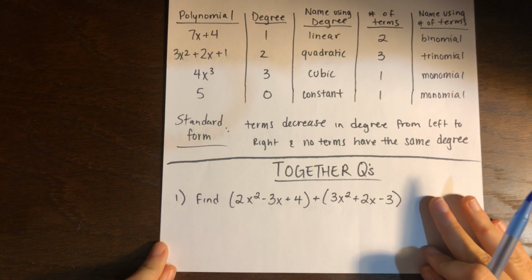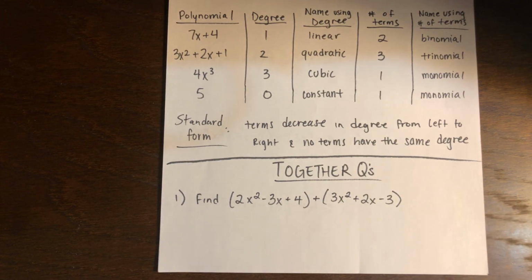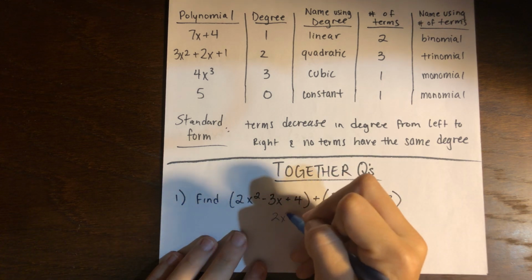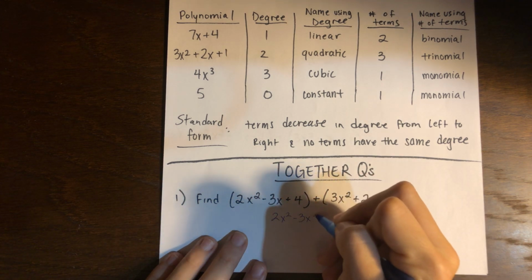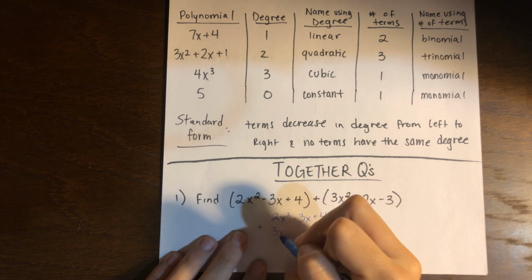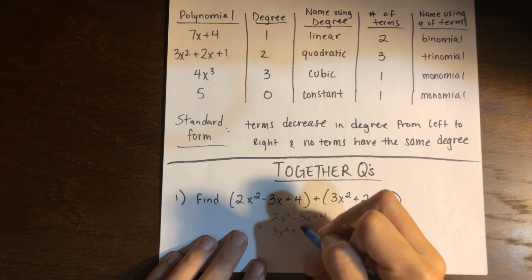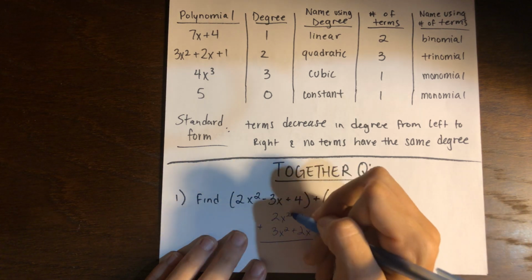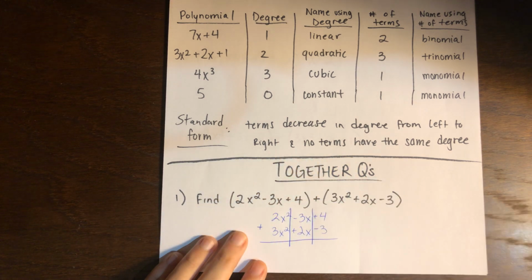Okay, so let's do this first one together. We have 2x squared minus 3x plus 4 plus 3x squared plus 2x minus 3. So we're just going to line these up together. So we have 2x squared minus 3x plus 4 plus, and then we have 3x squared plus 2x minus 3. So we're just going to be working in columns like this.